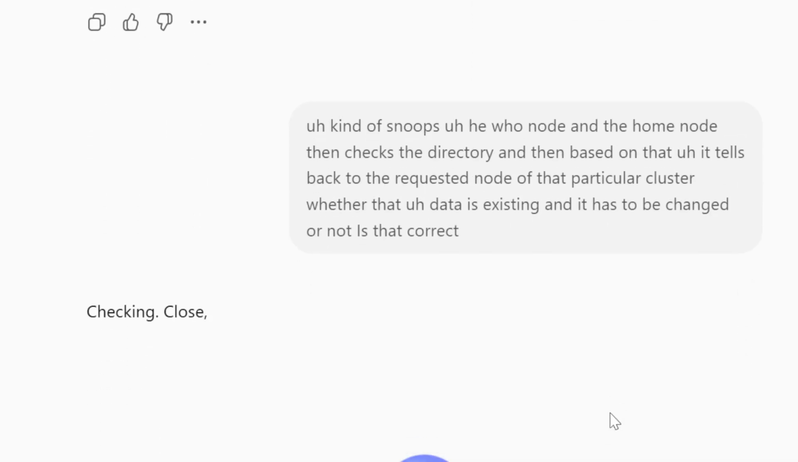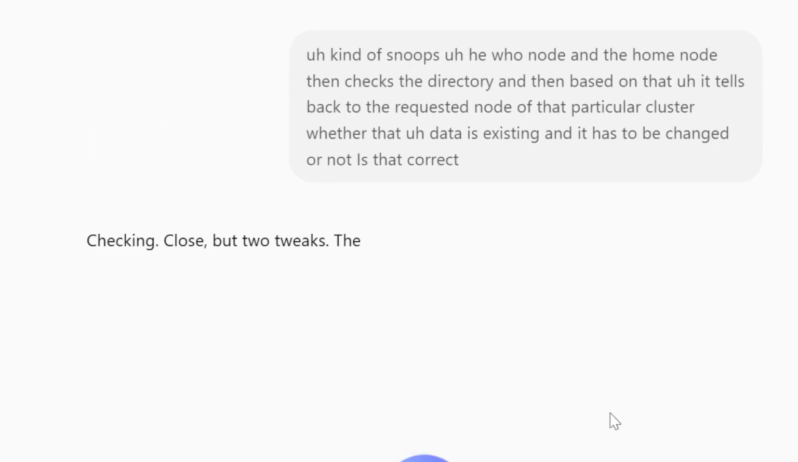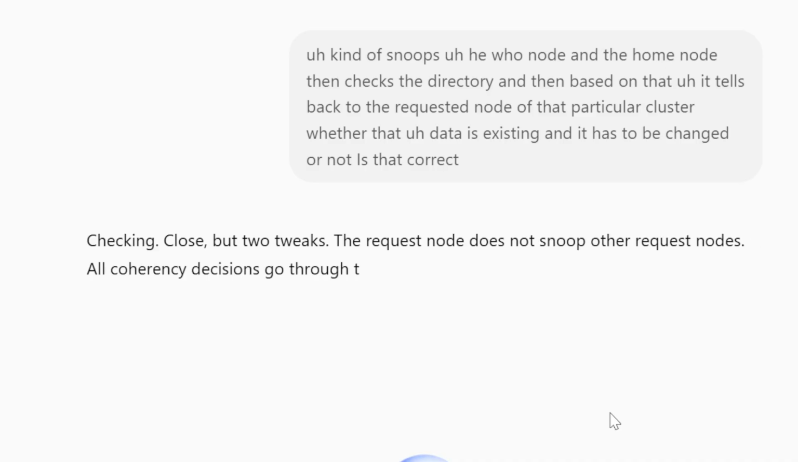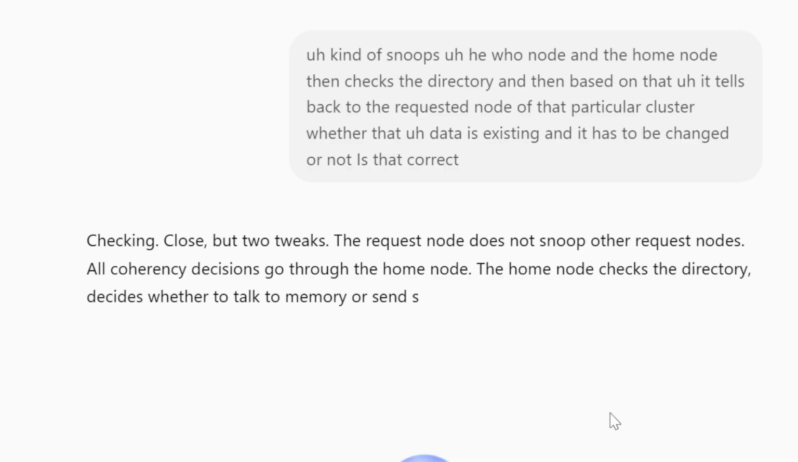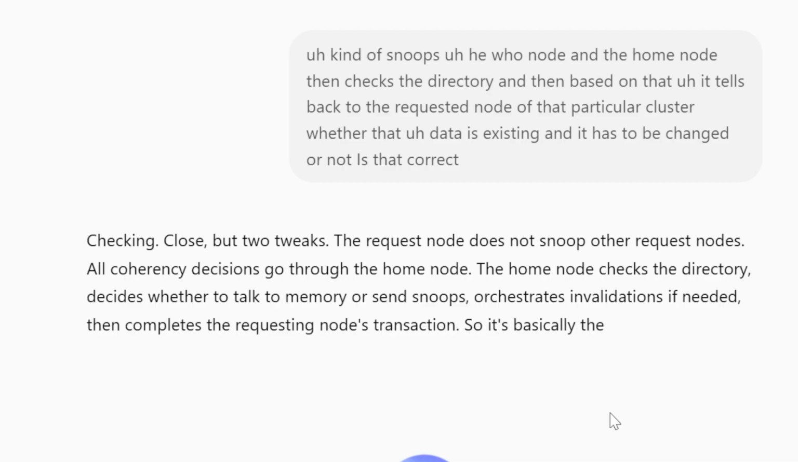Close, but two tweaks. The request node does not snoop other request nodes. All coherency decisions go through the home node. The home node checks the directory, decides whether to talk to memory or send snoops, orchestrates invalidations if needed, then completes the requesting node's transaction. So it's basically the conductor, not a bystander.